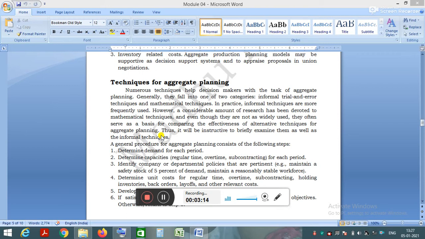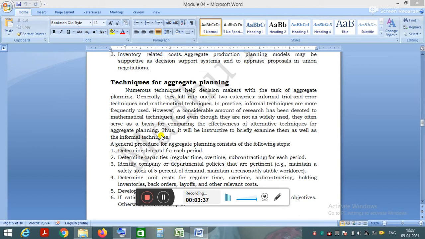Compared to the mathematical techniques, the informal techniques and strategies are more common. We discussed 3 different strategies: varying the workforce, making use of inventory, or overtime. These are the most commonly used techniques in aggregate planning.